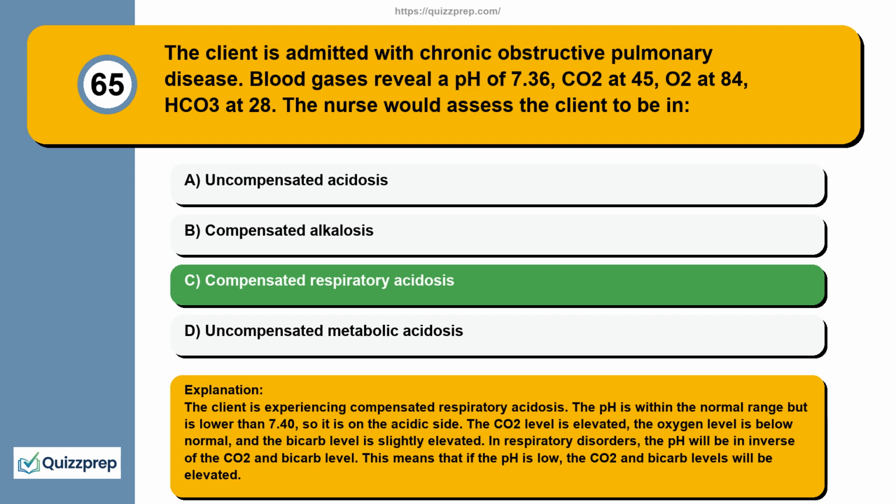The pH is within the normal range but is lower than 7.40, so it is on the acidic side. The CO2 level is elevated, the oxygen level is below normal, and the bicarb level is slightly elevated. In respiratory disorders, the pH will be an inverse of the CO2 and bicarb level. This means that if the pH is low, the CO2 and bicarb levels will be elevated.